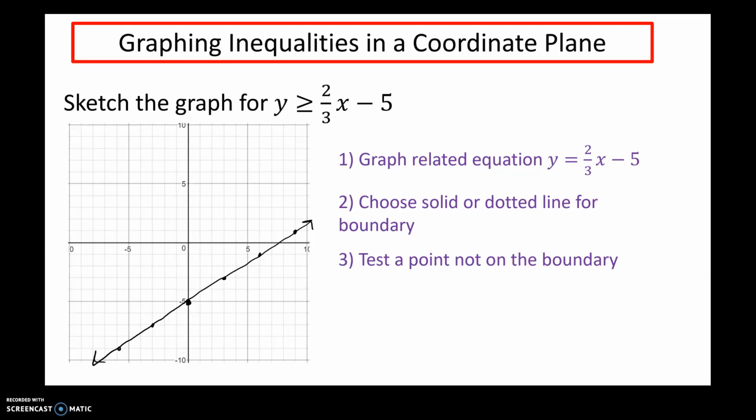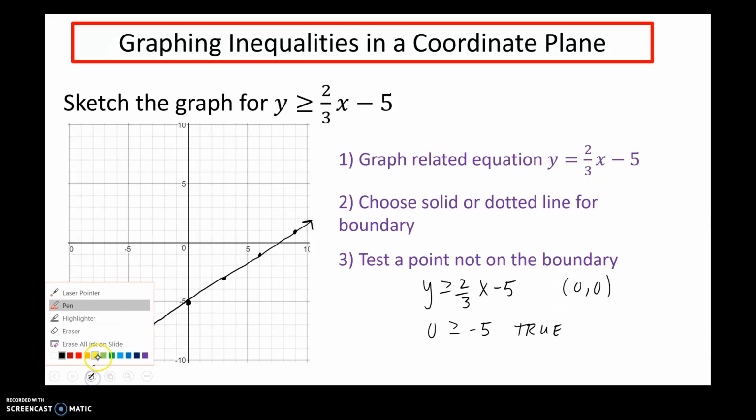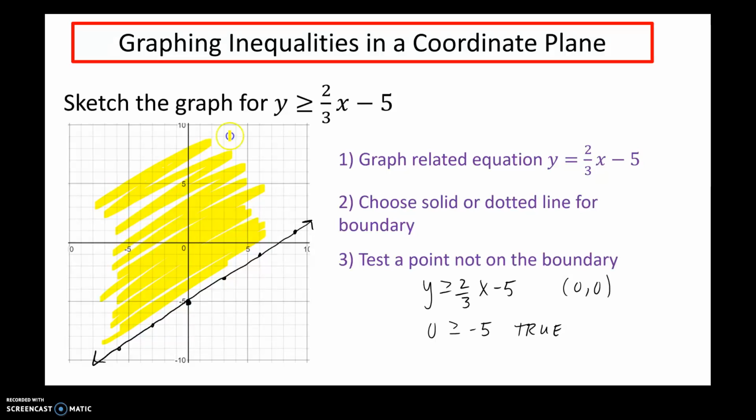Easiest point to test is the origin. If it's not on the graph of the function, then we can plug that in to test, and we plug that back into the original. So here's my original. If I replace both x and y with 0, I get 0 is bigger than or equal to -5. This is in fact a true statement. So when we shade the region that makes the inequality true, we obviously have to shade the region that includes that true statement. So we would shade above the line.